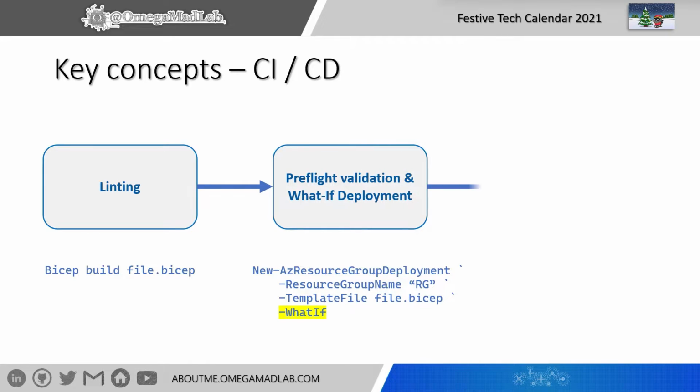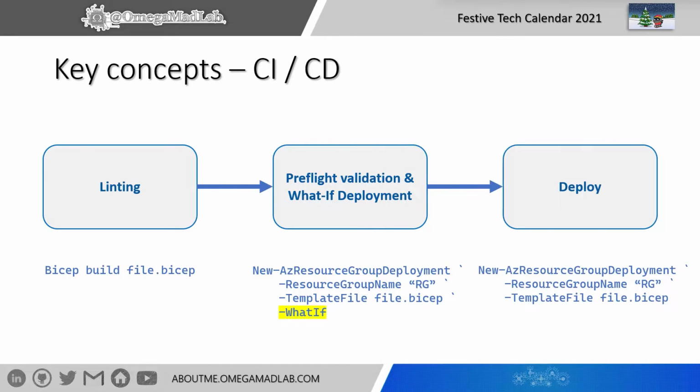Let's talk now about continuous integration and continuous deployment. Generally speaking, with the Bicep CLI and the tools that implement it, like, for example, the Azure PowerShell module or the Azure CLI, you have all the instruments you need to implement a CI/CD pipeline.